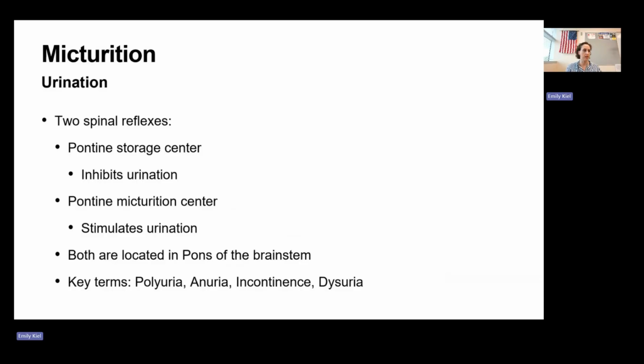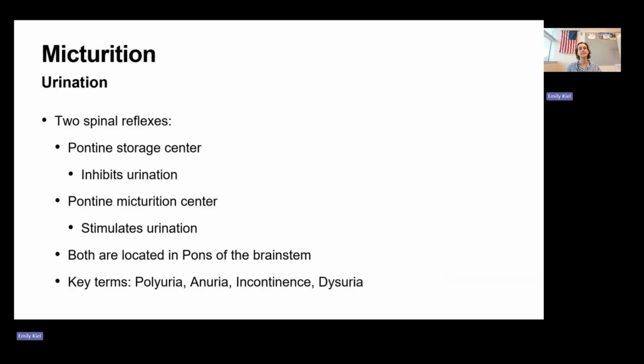Both of these are located in the brainstem, so very specifically the pons, and the pons has a lot of those autonomic nervous centers there. So it makes sense the location of these urination centers and reflexes. A couple of terms to be aware of. These are huge terms, so make sure that you know them.